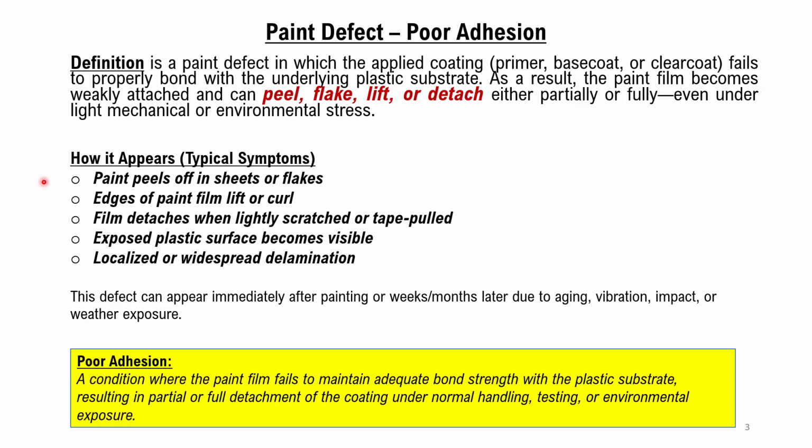It appears like paint peels off in sheets or flakes, edges of the paint film lift or curl, the film detaches when lightly scratched or when tape is pulled, the exposed plastic surface becomes visible, and there is localized or widespread delamination. This defect can appear immediately after painting, or weeks or months later due to aging, vibration, impact, or weather exposure.